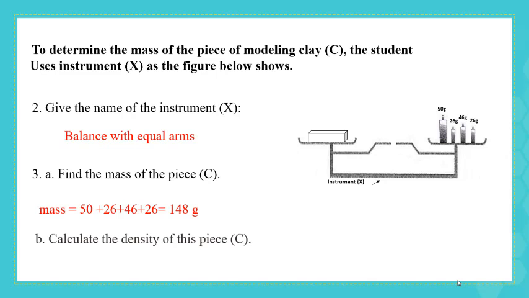Finally, calculate the density of this piece. Simply, you have to apply the formula. Density equals mass divided by volume, and the final answer is 1.85 gram per centimeter cube. Don't forget, my dear students, to write down the units clearly.